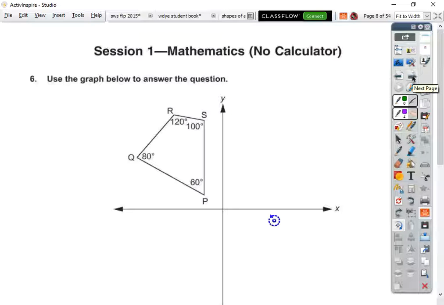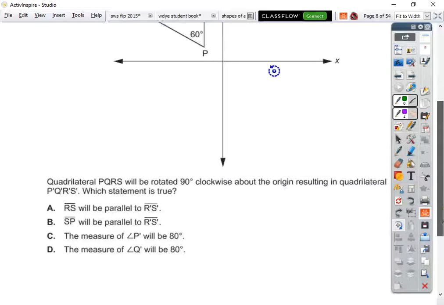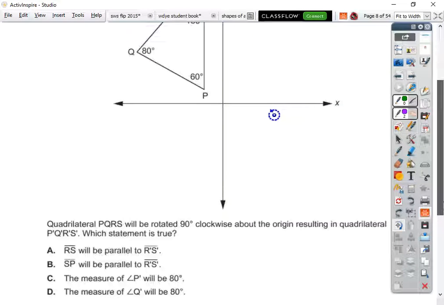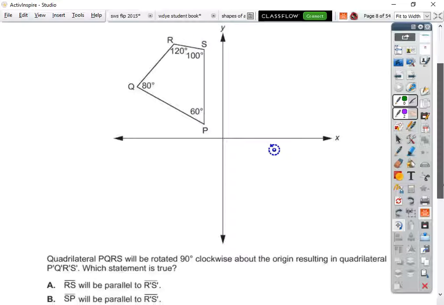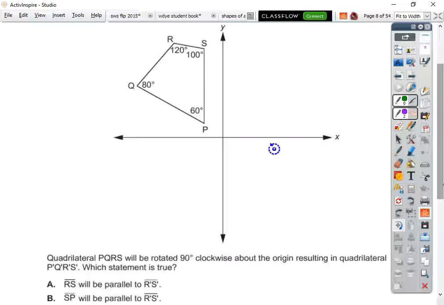All right, 6. Use the graph below to answer the question. Quadrilateral PQRS will be rotated 90 degrees clockwise about the origin, resulting in quadrilateral P prime, Q prime, R prime, S prime. Which statement is true? Okay. First, RS will be parallel. Well, RS cannot be parallel. Okay, so let's go ahead and do this. Just make life easy, so I'm going to draw this shape.